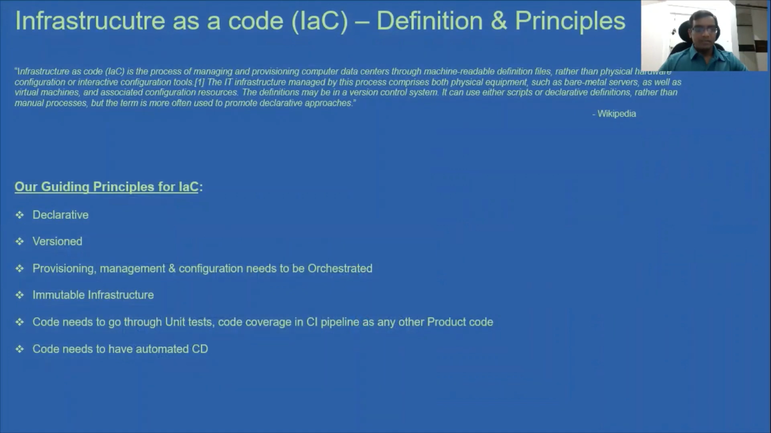Now let's go to the interesting part of how we have automated this solution. So this is a brief definition of infrastructure as code that you get from Wikipedia.